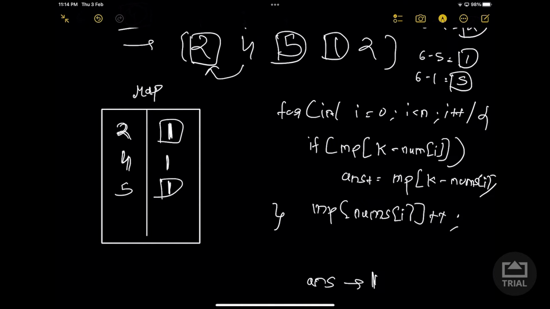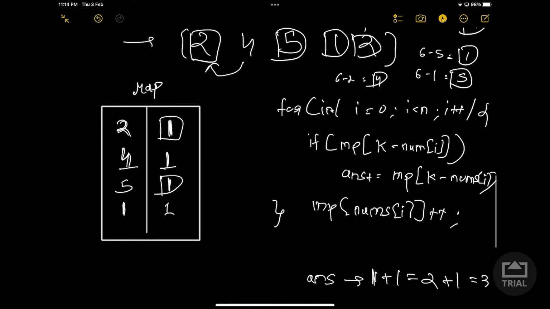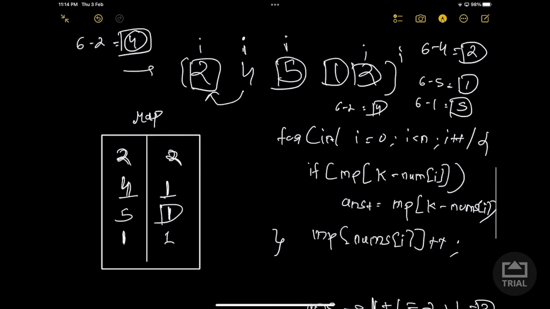It is 1 right now, so 1 plus 1 is 2. So the answer will increment to 2, and we'll store 1 with value 1. Then our i will come here. Again it's 2, so 6 minus 2 equals 4. Yes, 4 is present in our map, so I increment the answer by the frequency of 4, which is 1. So 2 plus 1 equals 3, so our answer will go to 3. Then we will increment 2: it's already present in our map, so its value will increment from 1 to 2. At the end we will return our answer.